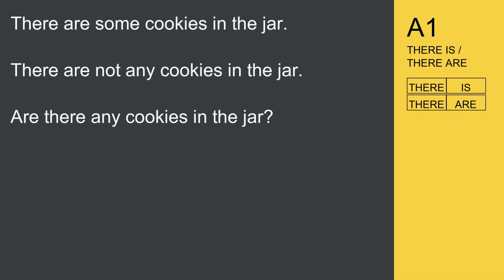There are some cookies in the jar. There are not any cookies in the jar. Are there any cookies in the jar?